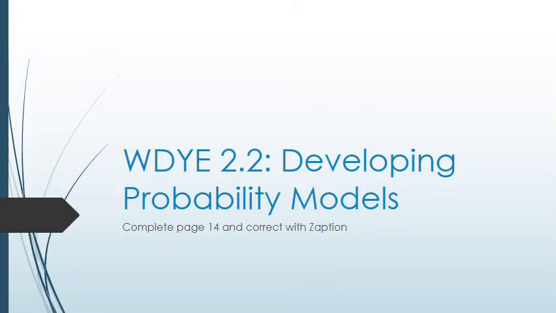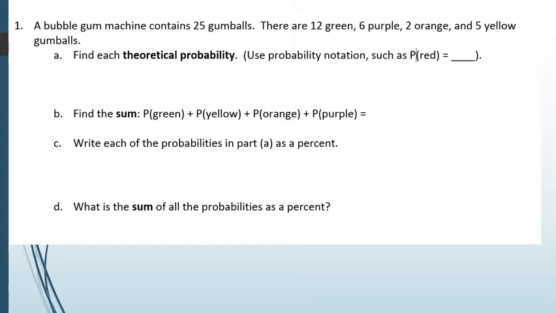Today in class we talked about developing probability models. Hopefully you've had a chance to complete page 14 and now you can correct it with this option. A bubblegum machine contains 25 gumballs. There are 12 green, 6 purple, 2 orange, and 5 yellow gumballs. Find each theoretical probability and use probability notation.